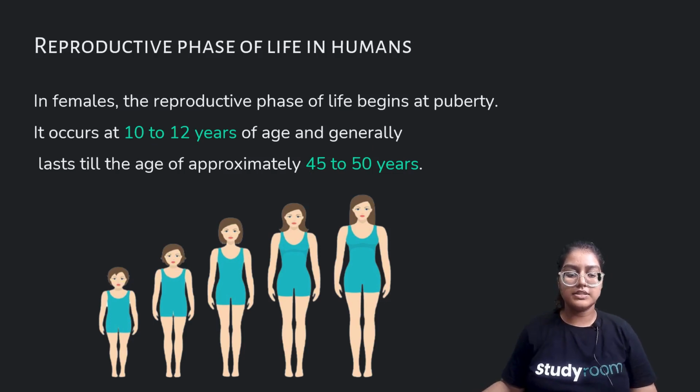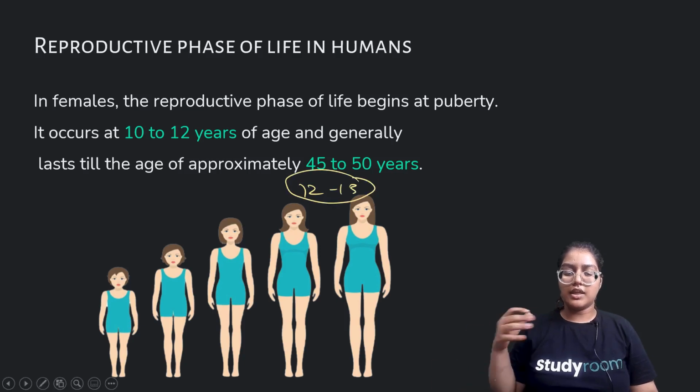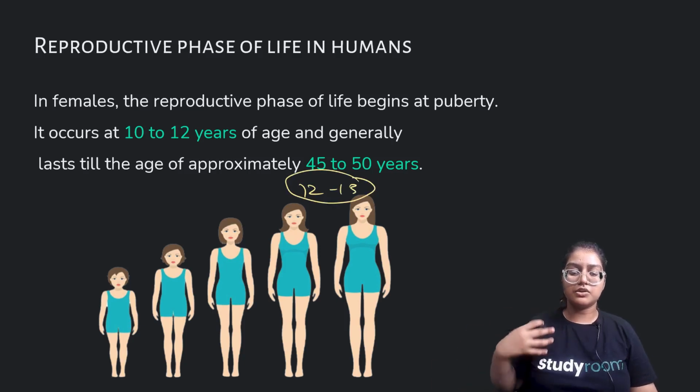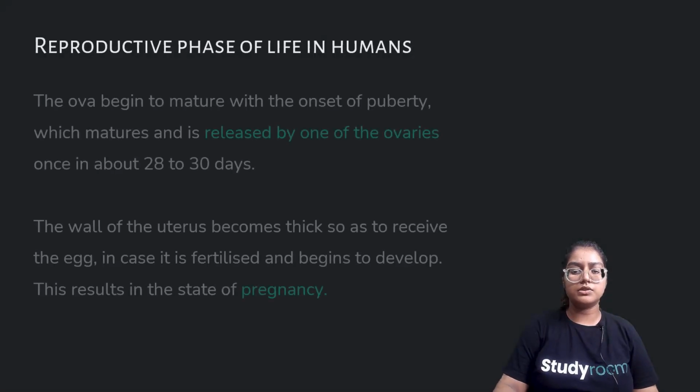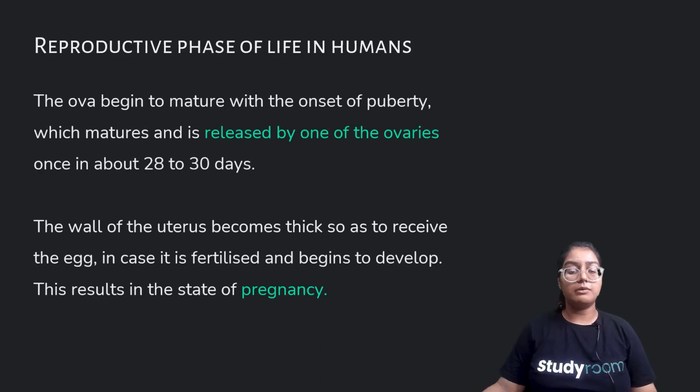So you can see in this picture, girls mature very fast. By the time they reach the age of 12 or 13, there is a sort of physical appearance which enhances and reflects that maybe they have started their puberty period. So this was about females. So we'll be talking about females here.